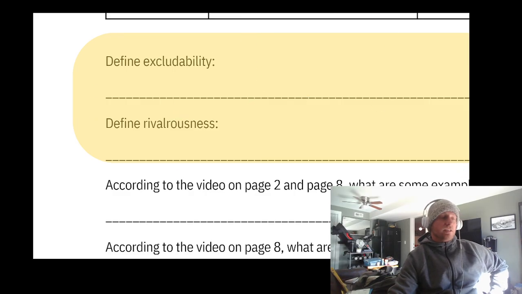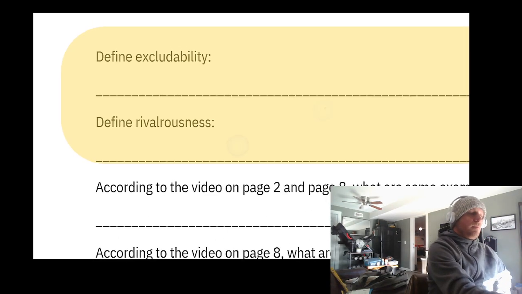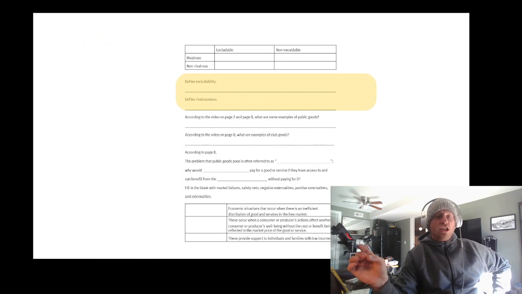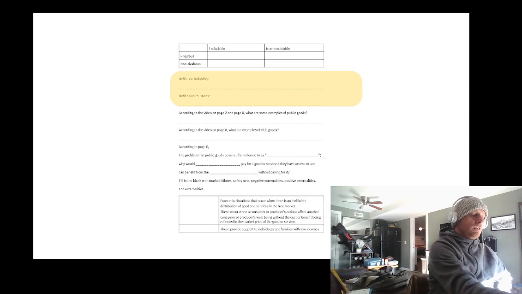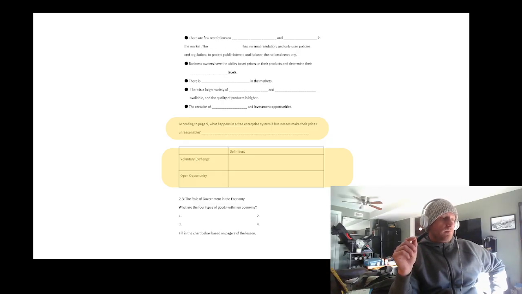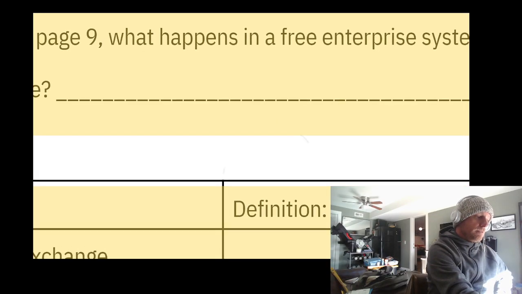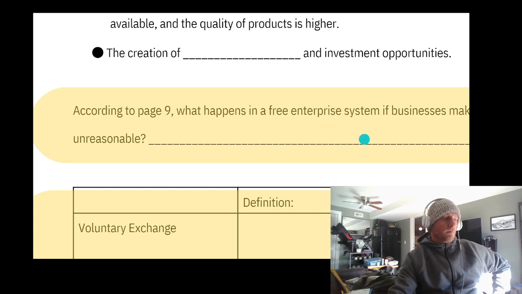One of my favorite questions, and I name dropped our assistant principal and talked about what happens if she just totally jacked up her prices on her imaginary business that I made up for her. What happens? And that's going to be right here. What happens if prices become unstable, unreasonable? You can find that right there.